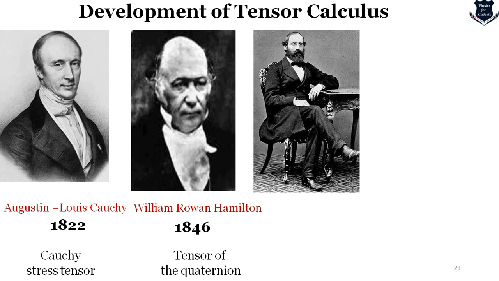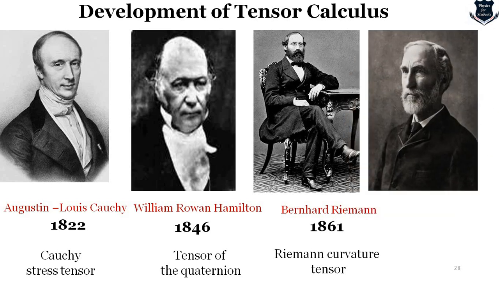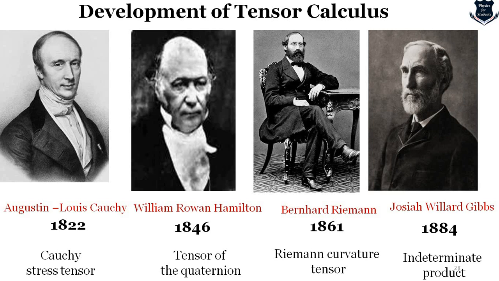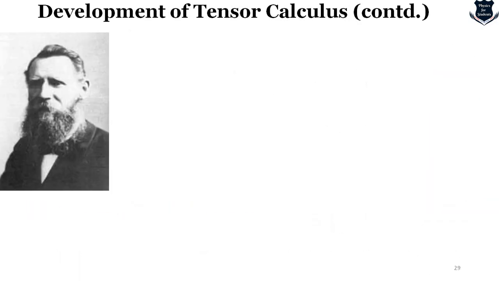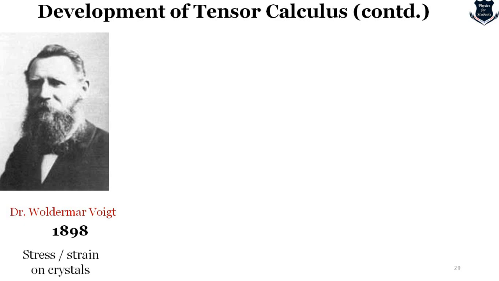Then comes this great person, Bernhard Riemann, who introduced the Riemann curvature tensor, followed by Josiah Willard Gibbs, who introduced tensor products, as in R3, which was then called indeterminate product and applied to study. He later extended the indeterminate product to n dimensions in 1886. Further, we find another gentleman, Woldemar Voigt, who used tensors to describe stress and strain on crystalline structure in 1898, and the term tensor first appeared in the modern physical meaning.